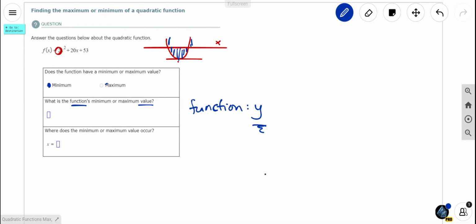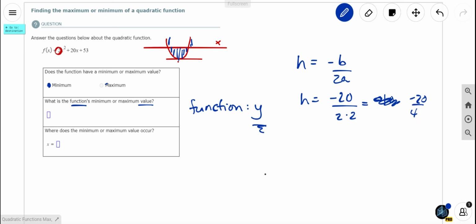So what we need to do is find the vertex. To find the vertex, we're going to go back to h is equal to negative b over 2a. It's that simple. h is equal to negative 20 over 2 times 2. I think a is 2, right? Negative 10. Nope, wrong. It's negative 20 divided by 4, so the answer is negative 5. So now I found my x value, but we're not looking for the x value, we're looking for the y value. So we're going to plug it back in and find f of negative 5.